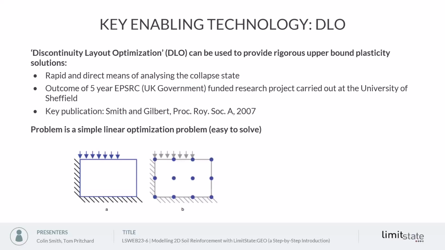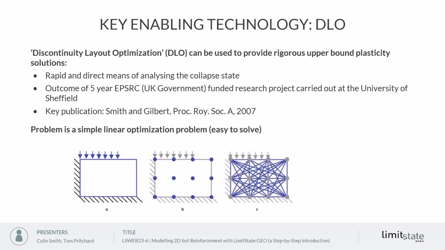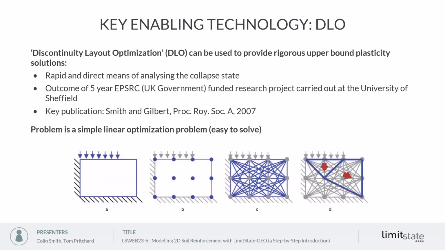Instead of discretizing it into elements, we populate it with nodes. Here I'm just using 12 nodes. Typically we use 500, 1,000, 2,000 nodes. And then we connect every node to every other node, and then use optimization to select out of that set of lines the critical ones that form the critical collapse mechanism. In this case, I think there are about 60-odd lines. There are 6 that form the actual critical collapse mechanism for this very simple problem.